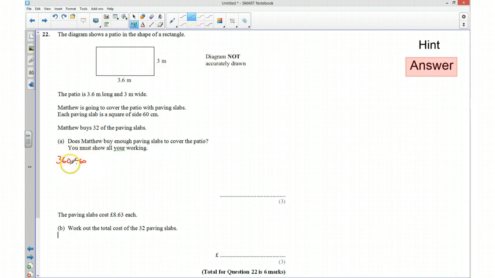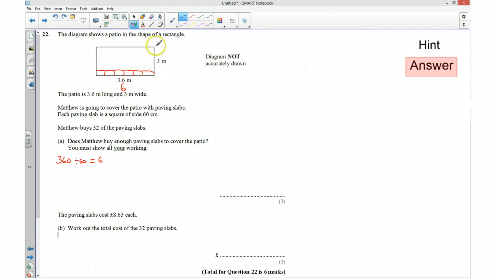And 360 divided by 60 is going to be the same as 36 divided by 6, which is going to be 6. So that means 6 of the paving slabs are going to fit along here. Okay, so we're going to have something that looks like 1, 2, 3, 4, 5, 6. I've not drawn this to scale obviously yet, but I'm just trying to highlight that there's going to be 6 slabs of 60 centimeters in length that are going to fit along here.